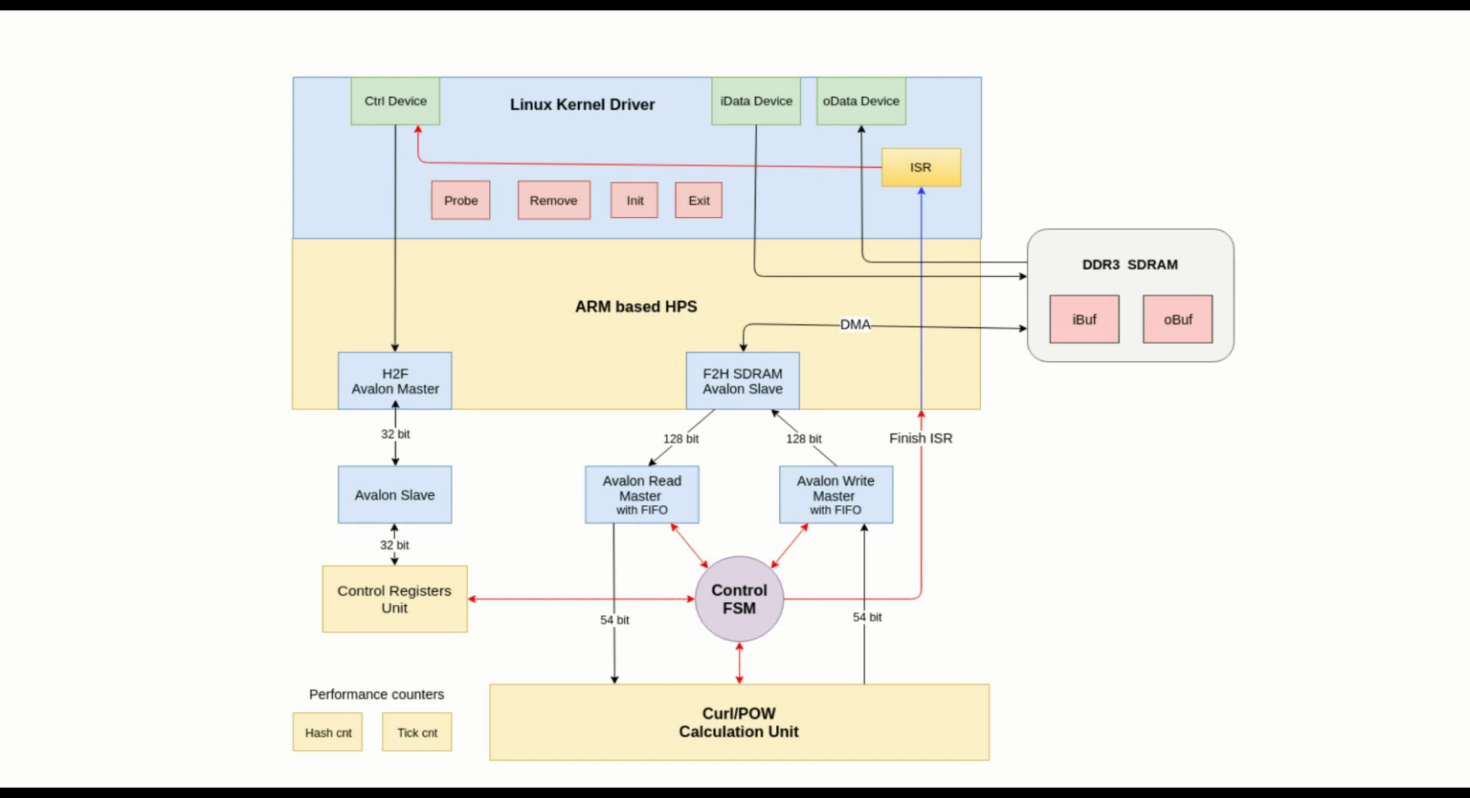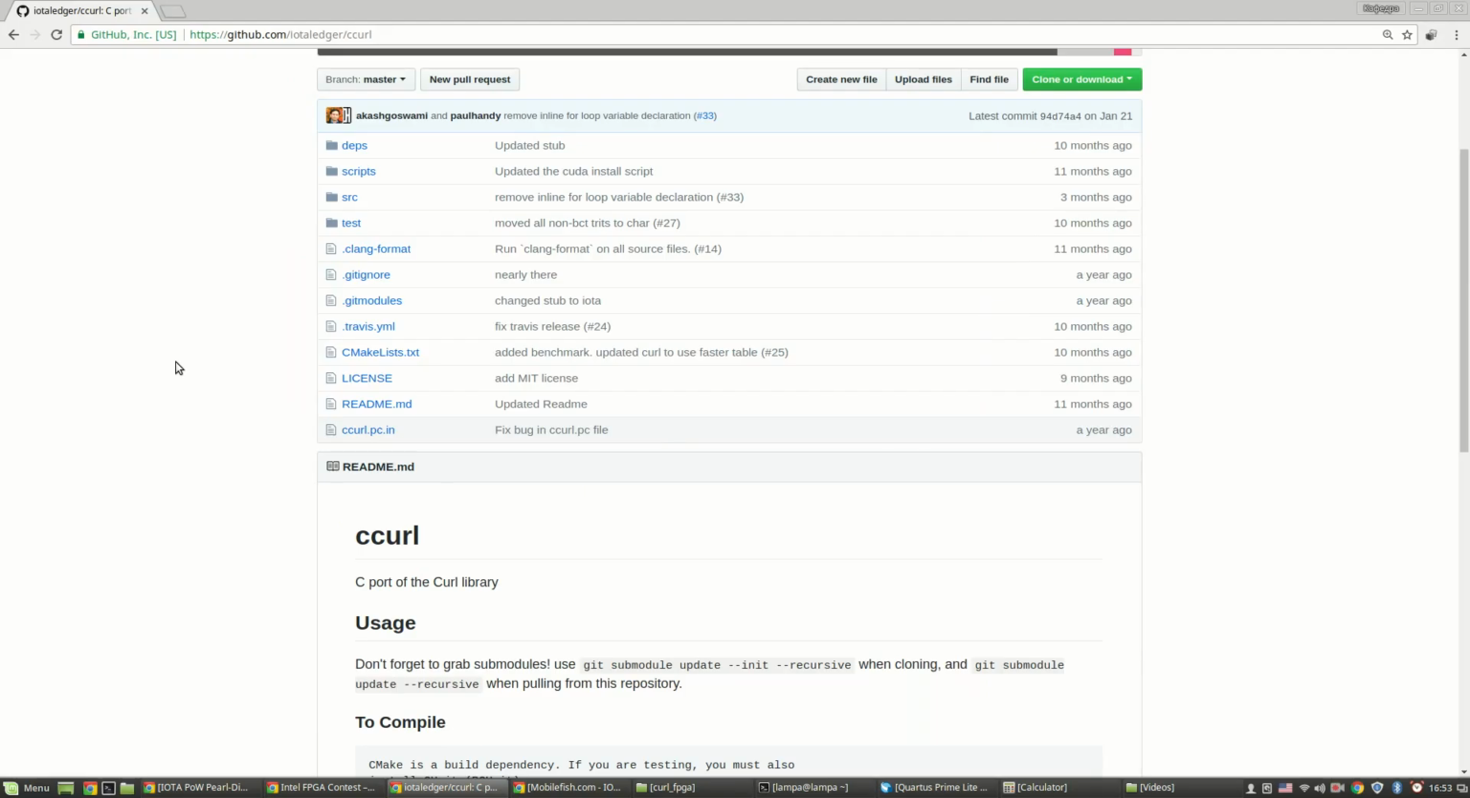To simplify communications between user space programs and hardware accelerator, we developed a Linux kernel driver. This driver creates three devices, one control device and two data devices. With the aid of iData device and oData device, we can communicate with the source and destination DMA data buffers in the kernel. With the aid of control device, we can launch the computations and send some control information to the device. Let's check the performance of our project.